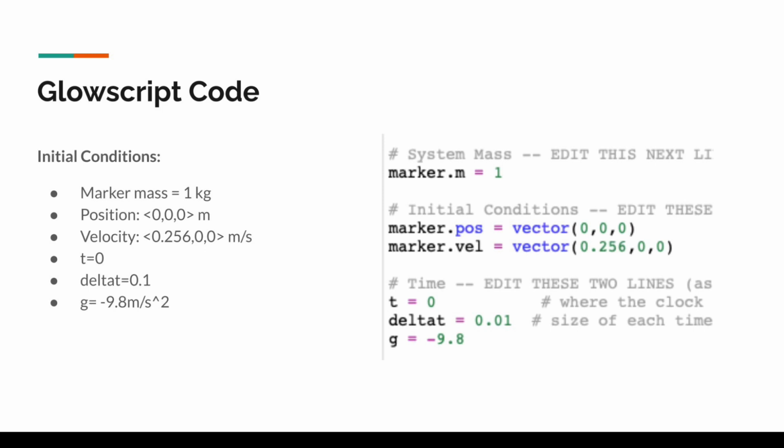Here are the initial conditions and system properties for our ClosScript code. The marker mass is 1 kilogram, the original position is 0 meters, and the original velocity is 0.256 meters per second. Also, the time is 0.